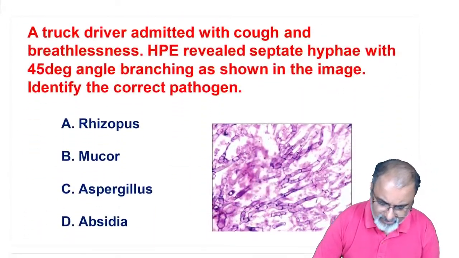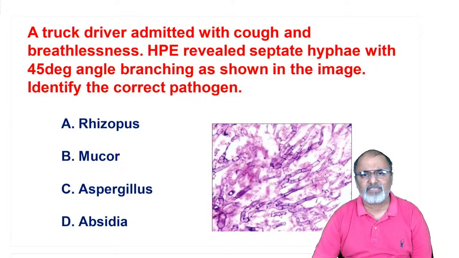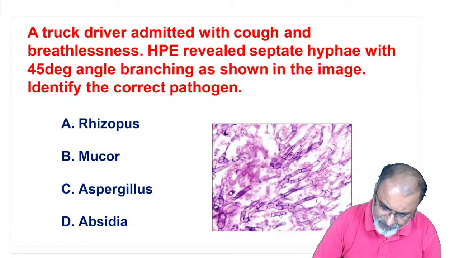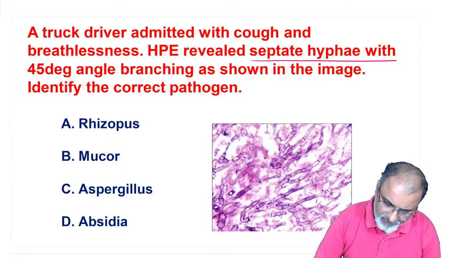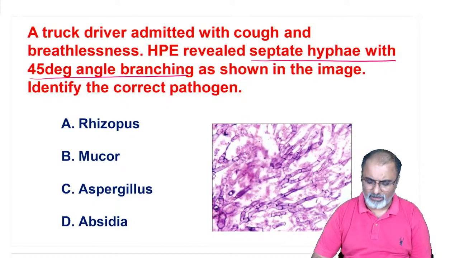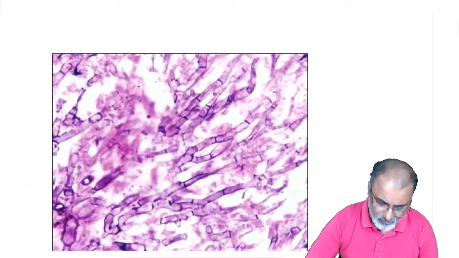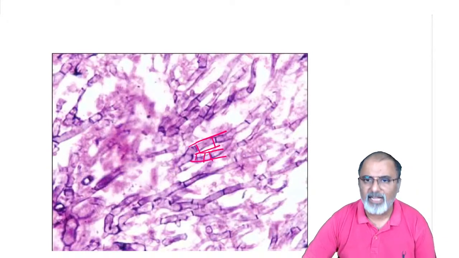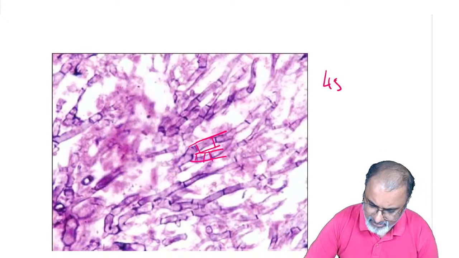A truck driver admitted with cough and breathlessness. Histopathological examination revealed septate hyphae with 45 degree angle branching shown in the image. Identify the pathogen. See the image. You have septate hyphae and V-shaped branching, acute angle branching, 45 degree or acute angle branching.